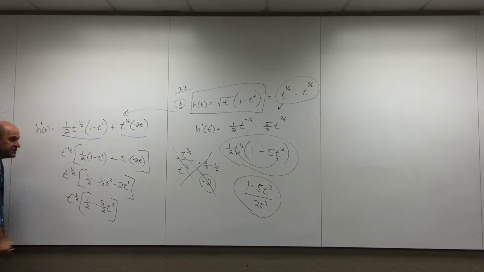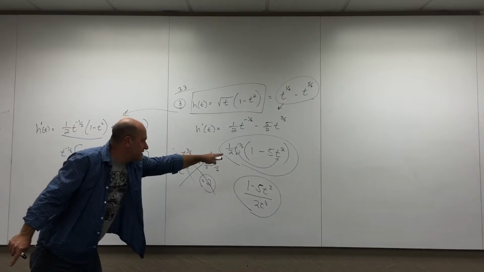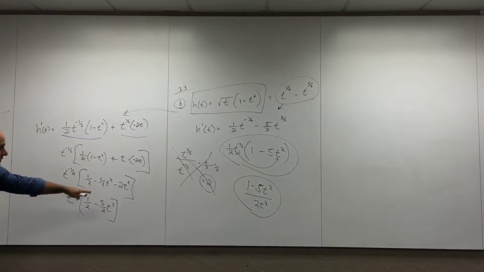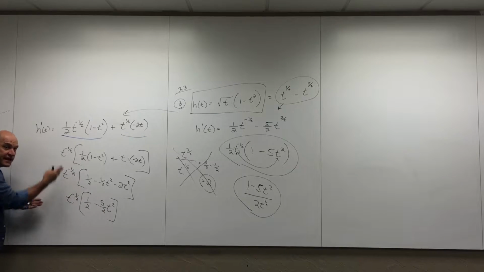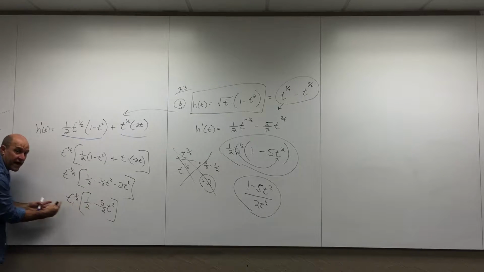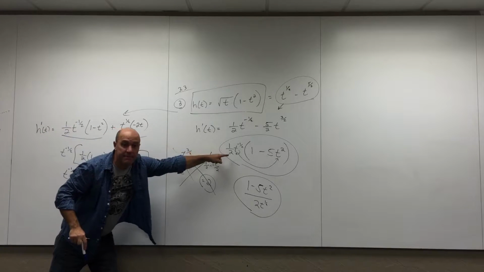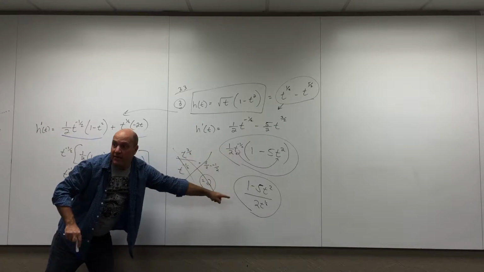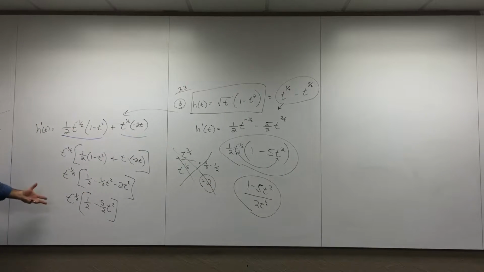How come this answer is different than that answer? Oh, I can factor out the half. I didn't see that a few minutes ago, but now I can factor out the half. And if I factor out the half, it looks just like him. And then I can move him down and make it look just like him. So it's all the same stuff. It's beautiful. You can do it however you want to do it.